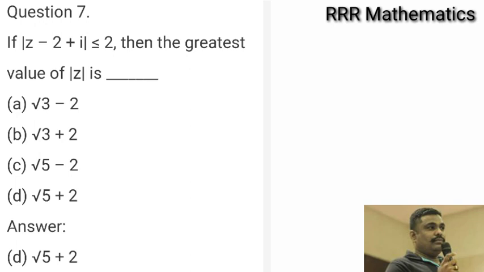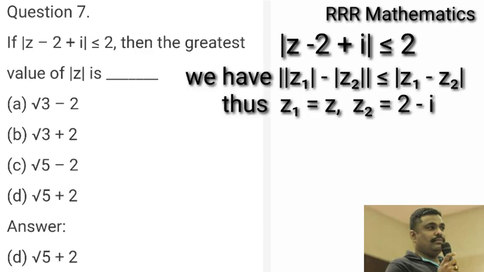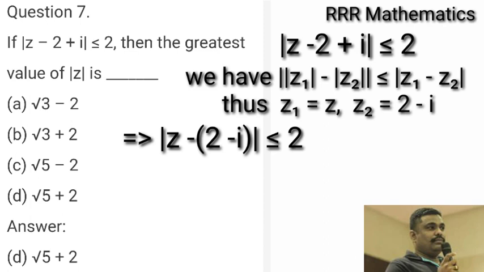Question number 7. If modulus z minus 2 plus i is less than or equal to 2, then the greatest value of mod z is dash. In this case, we have mod z minus 2 plus i less than or equal to 2. Here I will use mod z1 minus mod z2 whole modulus is less than or equal to mod z1 minus z2. In this case, mod z minus 2 plus i, which is z minus of 2 minus i.